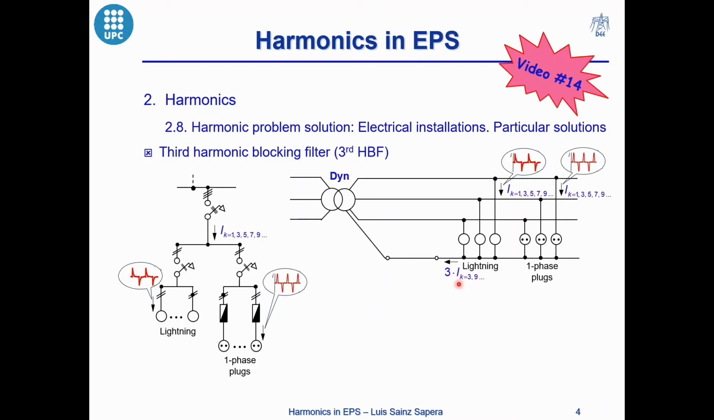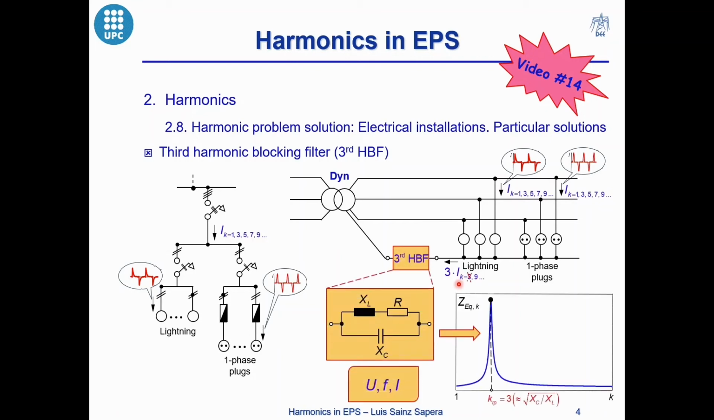So, in general, the cross-section of this conductor must be equal or greater than the cross-section of the phase conductors when the electrical installation supplies single-phase nonlinear loads. However, there exists the option of installing a third harmonic blocking filter in the installation when the designed cross-section of the neutral conductor is not enough to drain these harmonics.